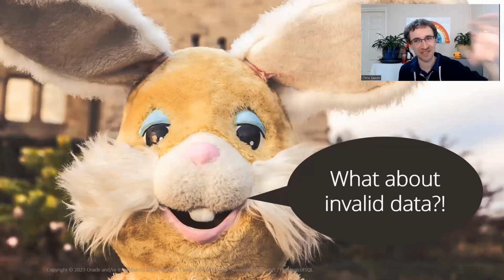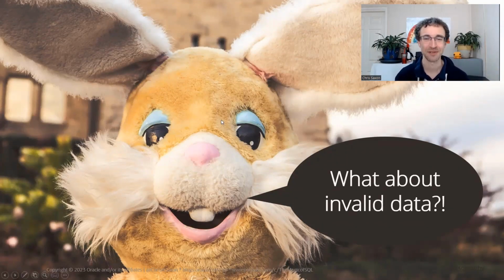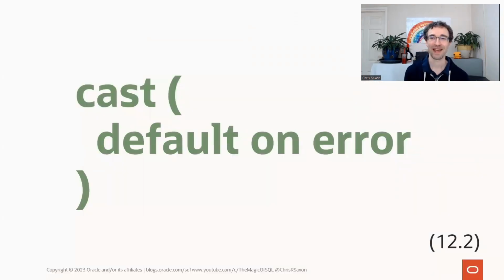So you create a function, pass it a string, check if it does the conversion, and if it does, process appropriately. This is obviously extra work for you, things that you don't really want to have to do. So back in Oracle Database 12.2, quite a while ago now, we added some functionality to help you with this. First up, the default on conversion error clause for casting.